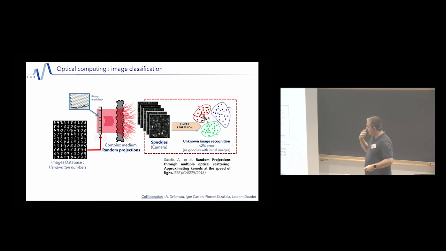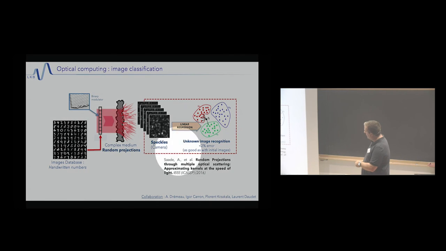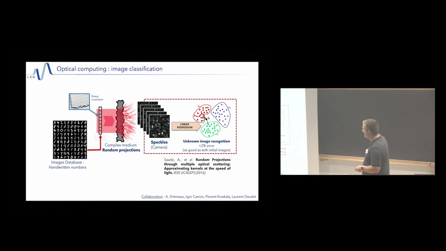With that you can basically do some classification, and we could show that we could get the same error on the speckle as on the original images. One interesting point is that it's actually a bit easier, because you can just do a linear regression because of this so-called kernel method that we use there.